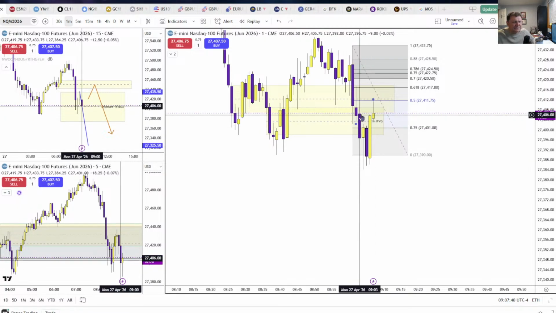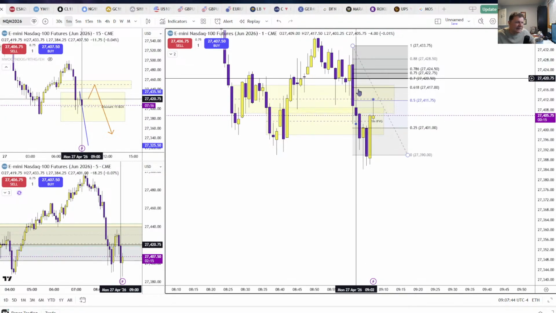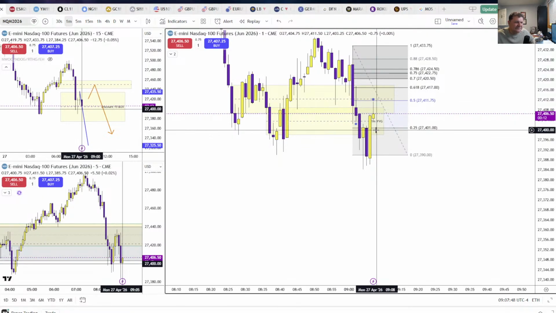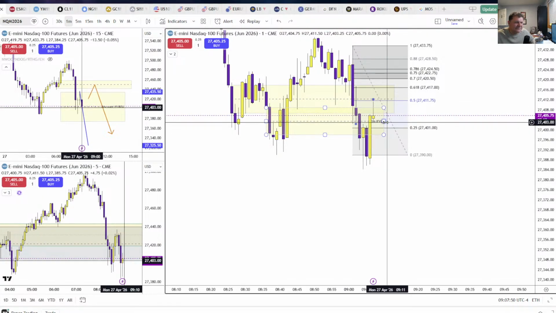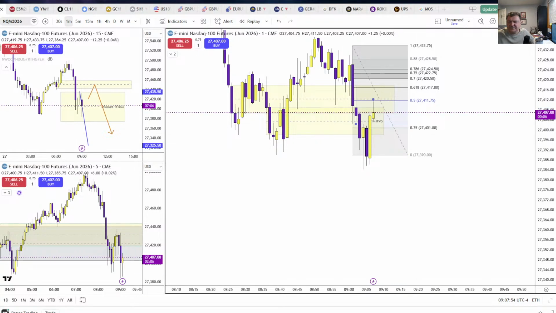I want to see how it comes back down here because we've closed above this now. So now you're bullish inside here. You're looking for 50%.